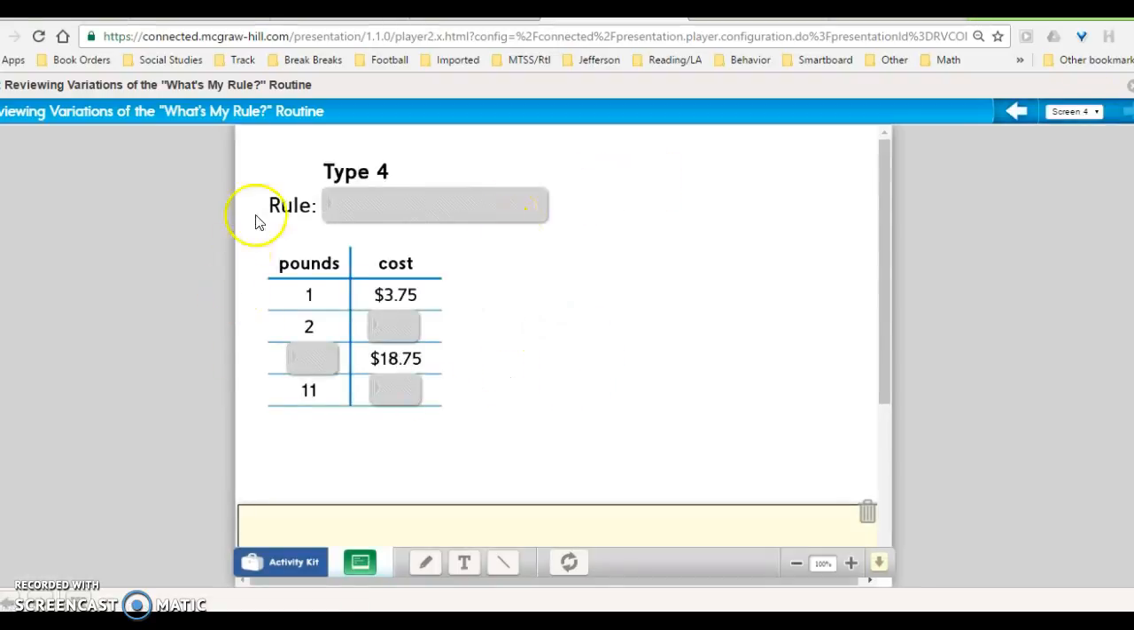Here's the fourth kind. They don't give you the rule, and now they have some of the input in there, but some of the output is missing too. So these ones get very tricky. How did they get from 1 to 375? So my rule here is a pound of nuts costs 375. So 2 pounds would be this double, just 750.